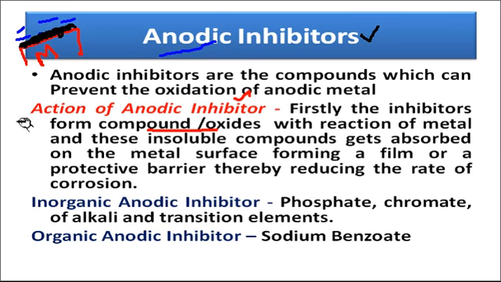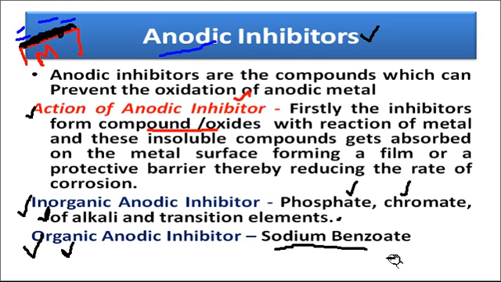So in this way the anodic inhibitors prevent the metal from further corrosion. Now these anodic inhibitors are of two types on the basis of their chemical nature: inorganic inhibitors and organic inhibitors. The inorganic inhibitors are the phosphates and chromates of alkali and transition elements, while the organic anodic inhibitor is sodium benzoate. That means these are the chemicals which are used onto the metal surface.